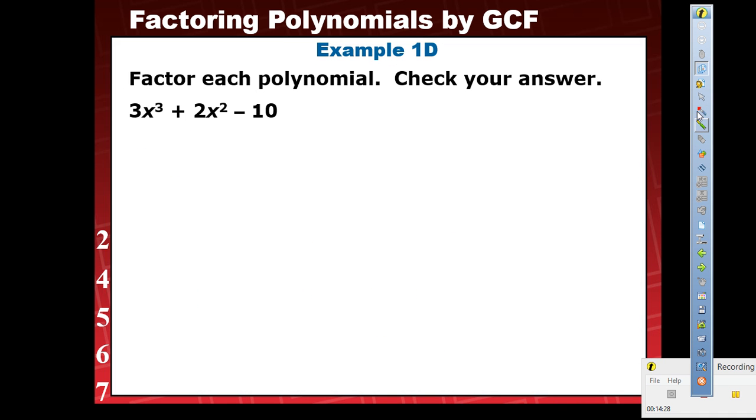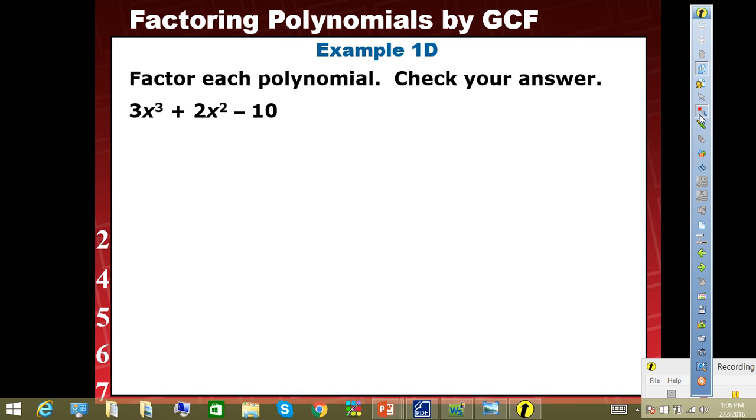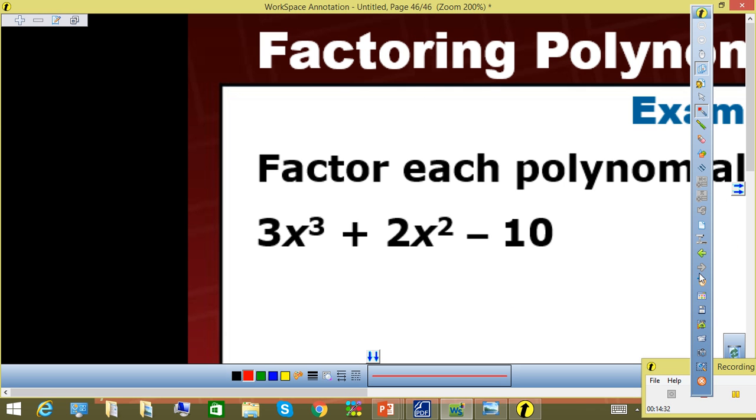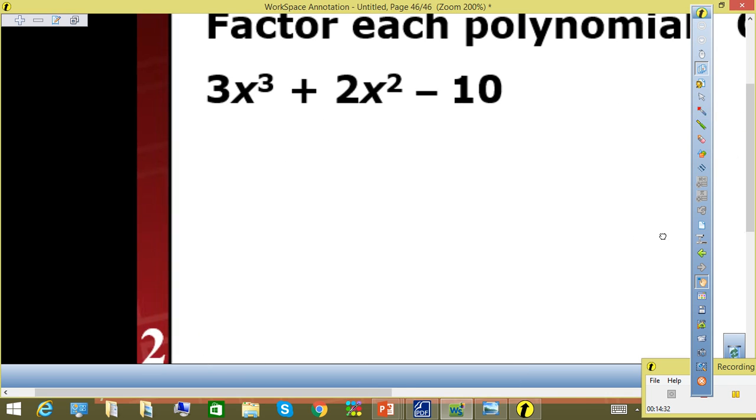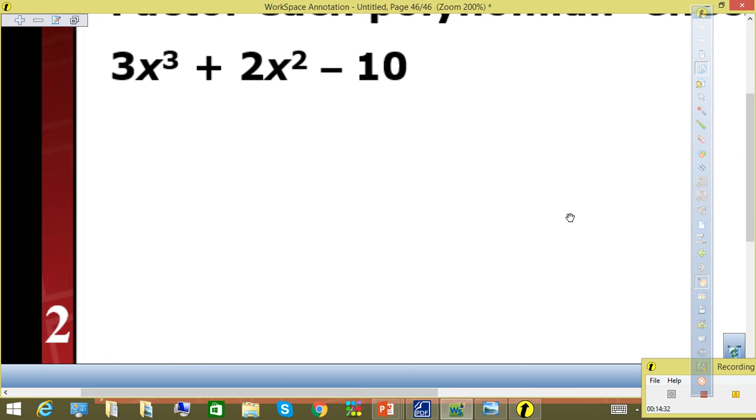Copy this one, example 1D. This one has a little curveball. See if you catch it. Go. You have 15 seconds. 3x cubed plus 2x squared minus 10.